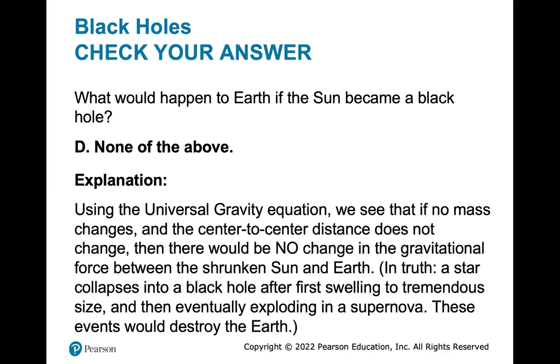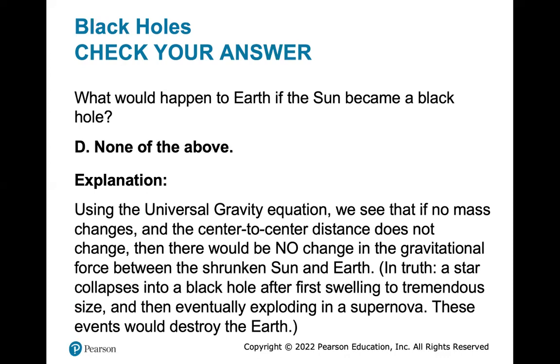Using the universal gravity equation, we see that if no mass changes, if it just becomes more dense with the same mass, and the center-to-center distances do not change, then there would be no change in the gravitational force between the shrunken sun and Earth. In truth, the star collapses into a black hole after it swells to tremendous size and then eventually explodes in a supernova. These events would destroy the Earth. It would be consumed by the heat of the exploding sun, which probably will eventually happen, but not in our lifetime. We don't have to worry about it.